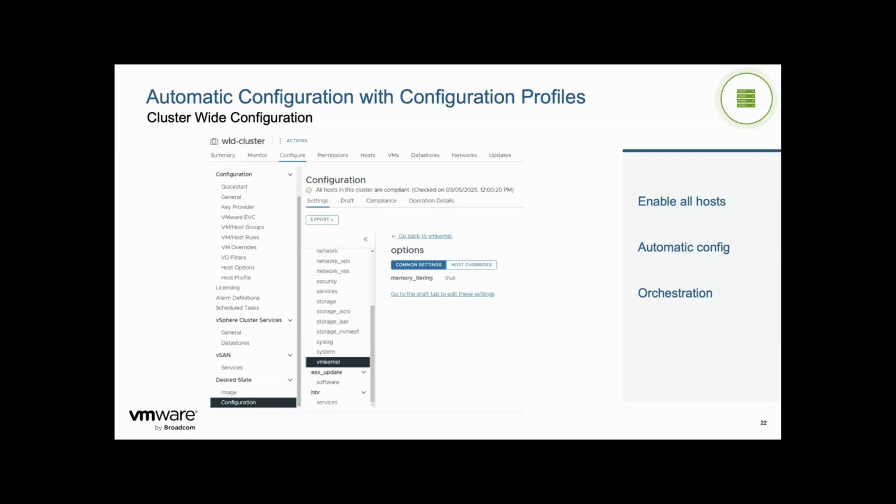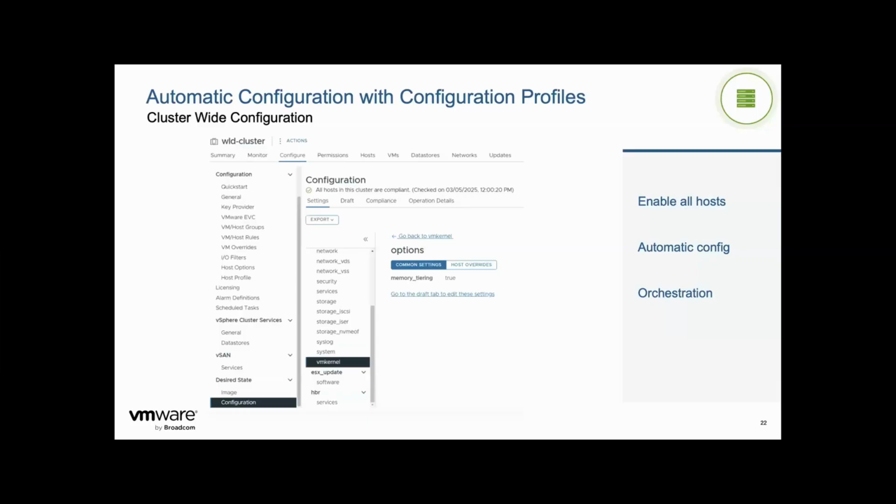So it's going to enable that in all the hosts, unless you do a host override, and then do the automatic configuration. It's going to do the orchestration of moving VMs out of it, putting the host in maintenance mode, rebooting the host, moving on to the next host, etc. So it's going to orchestrate that work rather than you having to do this manually one by one.